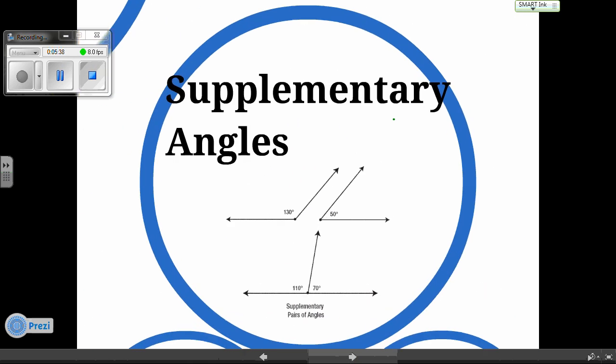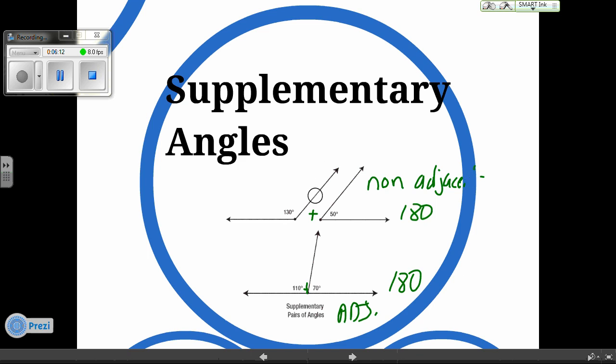Okay, the next one is supplementary angles. And we can see here we have two cases. These are non-adjacent. And we can see that if we add 130 plus 50, we do indeed get 180. These are adjacent. I put ADJ for abbreviation. And if I add 110 plus 70, I do get 180. So we have two angles that sum to 180 for supplementary angles.